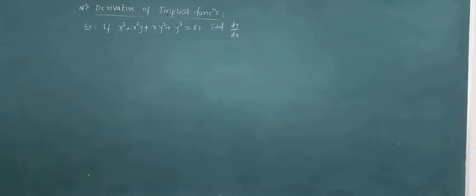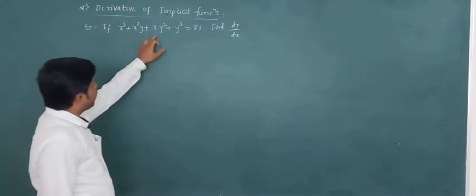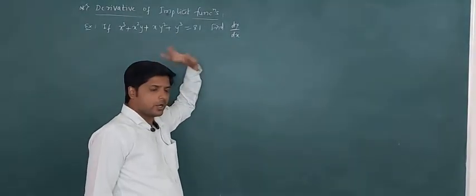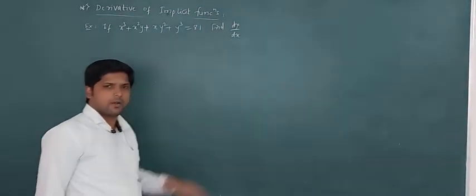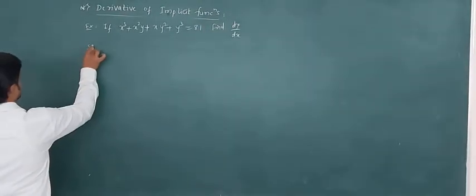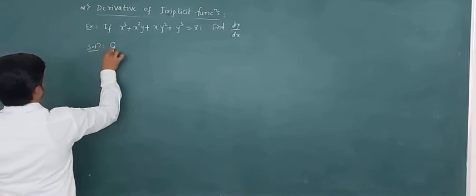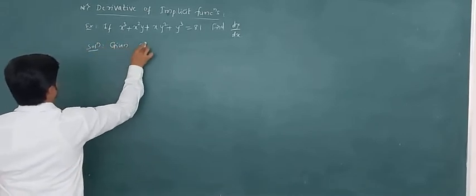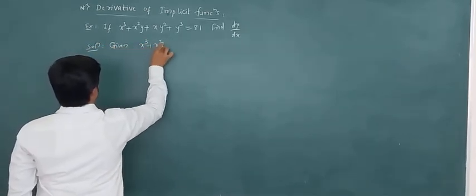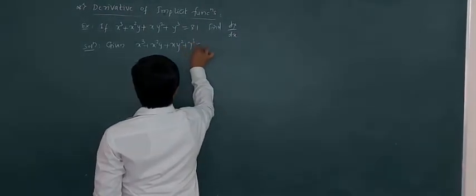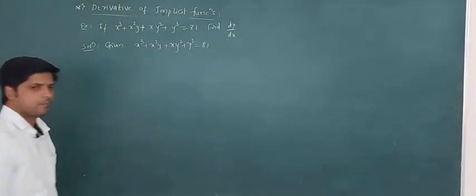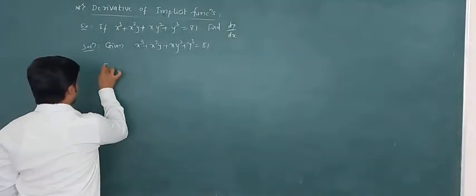So next example, if x cube plus x square y plus x into y square plus y cube equal to 81, which is an implicit function, and here also we have to find dy by dx. The solution of this example. So here given is x cube plus x square y plus x into y square plus y cube is equal to 81. Differentiate this one with respect to x.